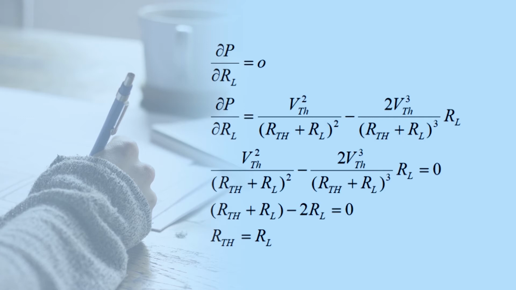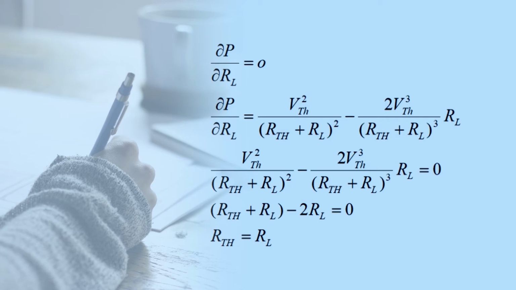So first part is what? V_TH squared upon (R_TH plus R_L) whole squared. So just put this value and you differentiate R_L. So differentiation of R_L with respect to R_L is equal to what? So first term will become V_TH squared upon (R_TH plus R_L) whole squared. Then you have to put the value plus, and you have to differentiate the first term and treat the second term as a constant. So the second term is what? R_L. So you have to differentiate V_TH squared upon (R_TH plus R_L) whole squared.